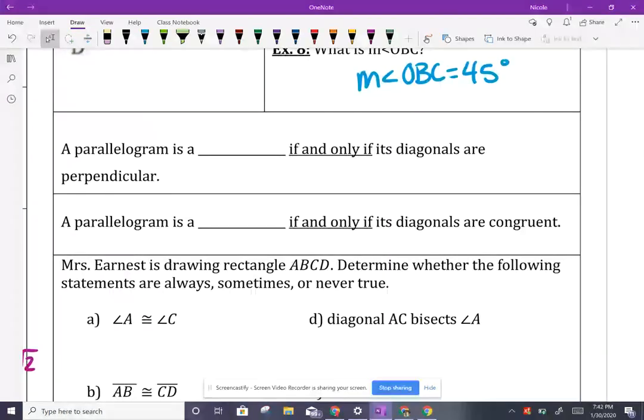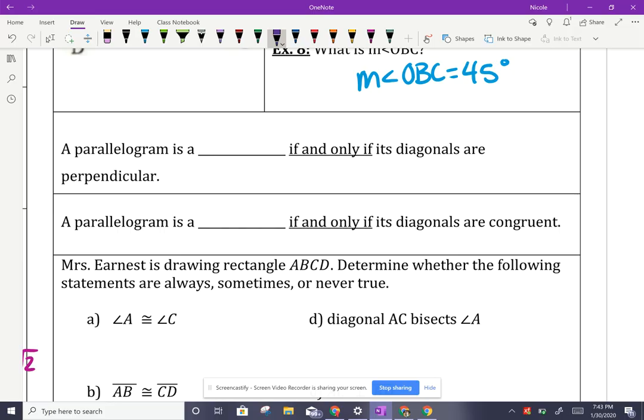So let's look at these little words. I have something that says a parallelogram is a blank if and only if its diagonals are perpendicular. So we have to think about what shapes have perpendicular diagonals. That is a parallelogram. There's only 2. One is a rhombus and one is a square. And it says if and only if.